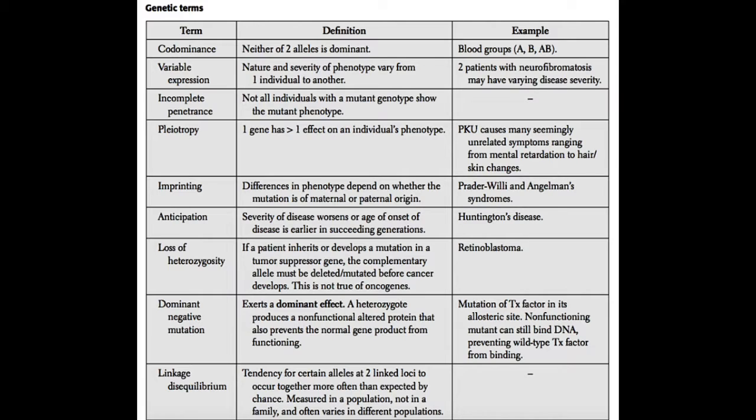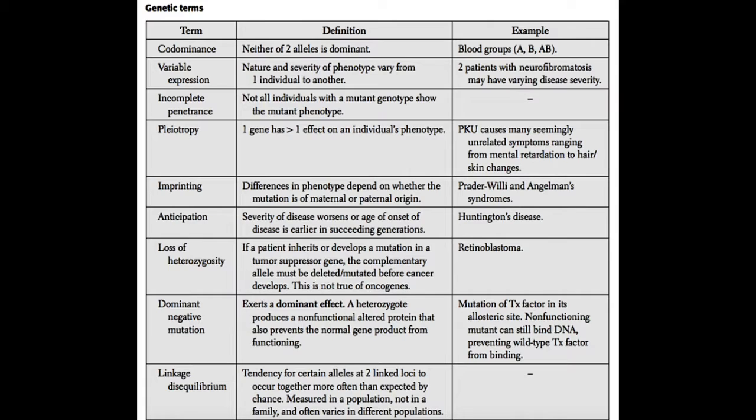Variable expression is an example of the same allele in different people, which presents with different severity. Penetrance is similar to variable expression. It means that if an allele is present, it may or may not actually cause disease. For example, the breast cancer 2 gene, meaning the BRCA mutation, is a risk factor for breast cancer. It's not a guarantee of getting breast cancer.